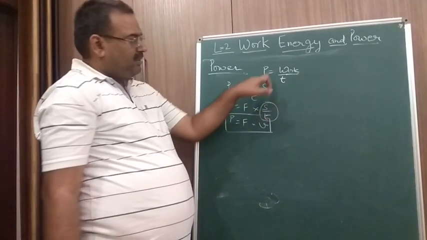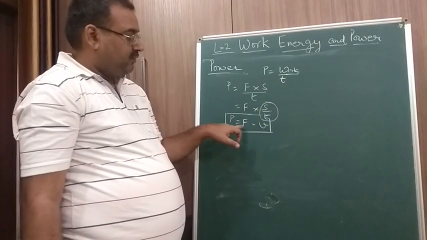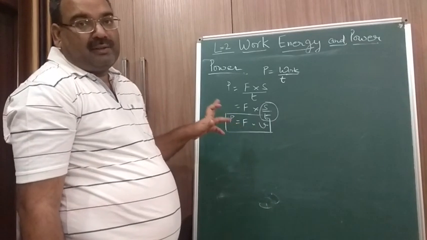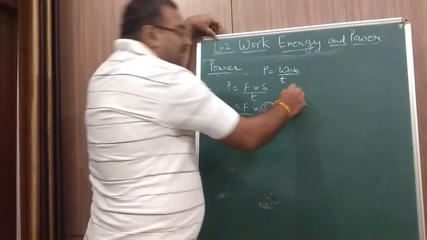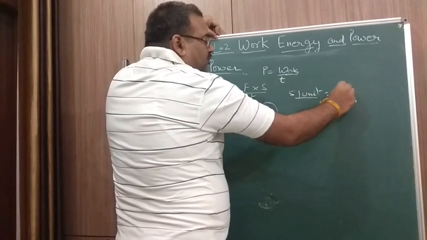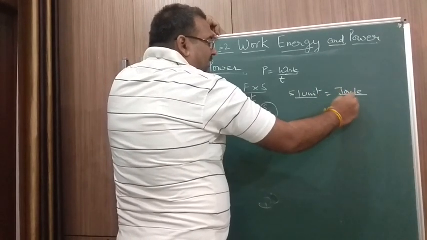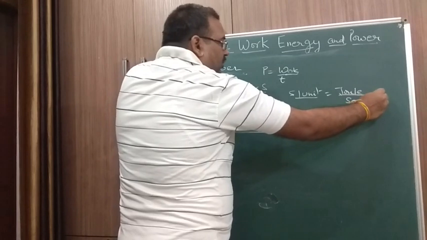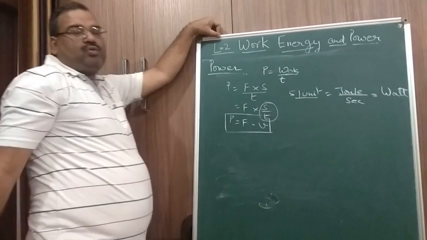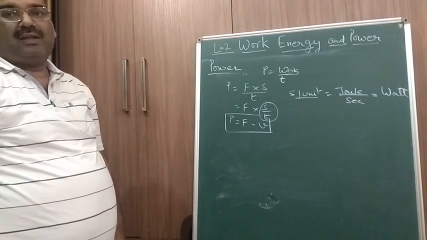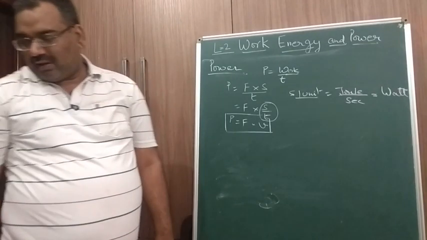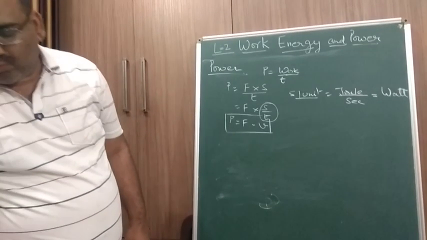So this is another formula for power. One formula is work upon time. The second one is power is equal to force into velocity. Power is again a scalar quantity. The SI unit of power is joule per second, that is equal to watt. 1 joule per second is equal to 1 watt. If 1 joule of work is done in 1 second, then power is equal to 1 watt.